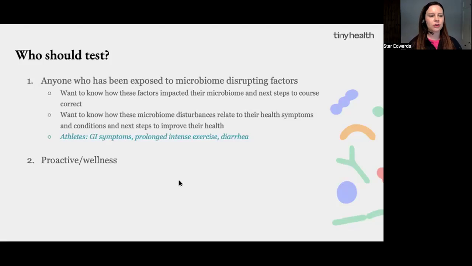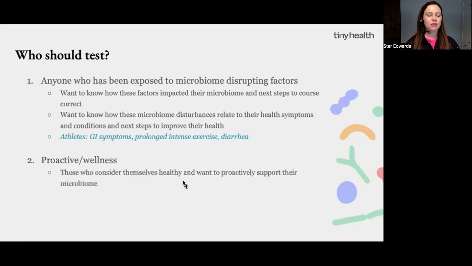It could also be for your clients who are more interested in wellness and who are more proactive. Perhaps they have a pretty healthy lifestyle and diet. They don't really have any symptoms or health concerns, but they want to be proactive with their health and see what their microbiome looks like now to see if there's anything they can support to prevent any health conditions from exacerbating. A lot of times we can actually see things happening in their microbiome before it shows up as a symptom or health condition.